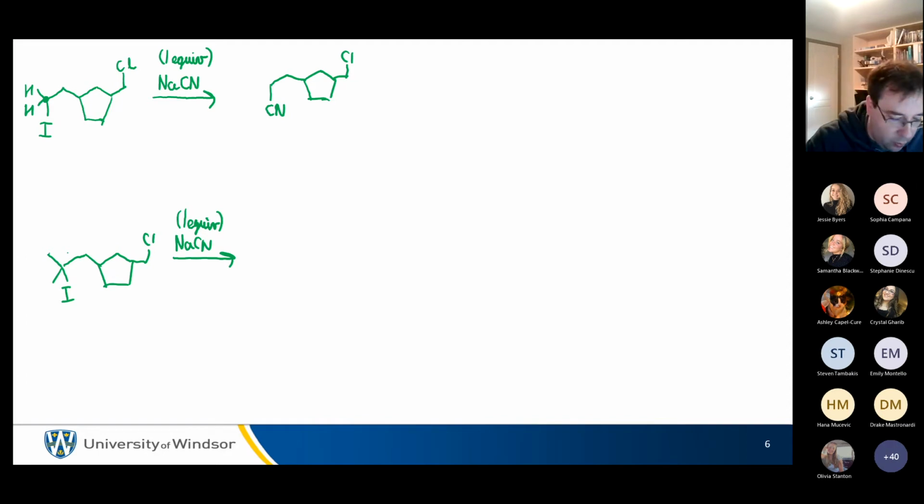So I agree with those of you who are coming down on the side that we are just going to displace the chloride. It doesn't matter that the iodide is a great leaving group. We're favoring SN2 chemistry here.